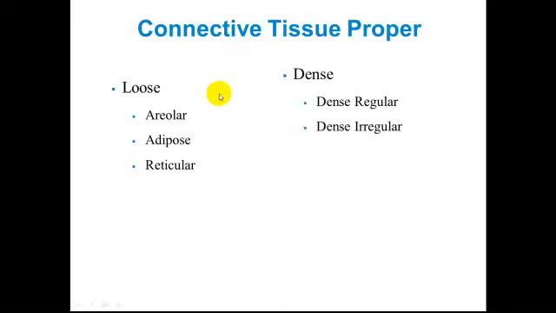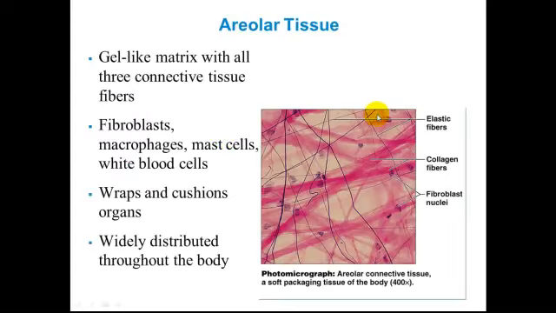There are 5 main kinds of connective tissue proper under 2 loose categories. One is loose connective tissue, the other is dense connective tissue. We will look at examples of each of these. So loose connective tissue, the first kind is areolar connective tissue. Here we very clearly see those different fibers.